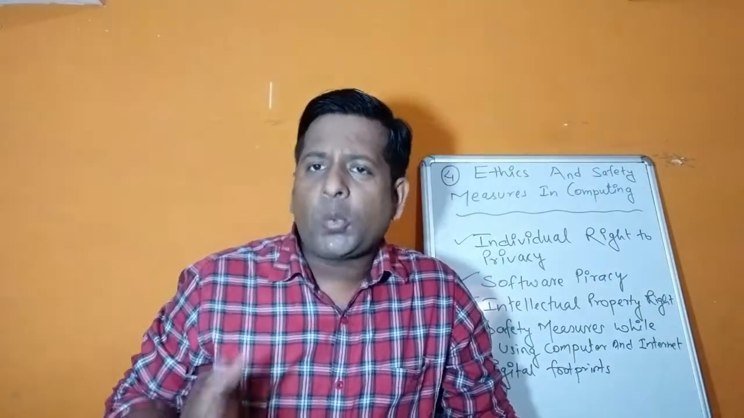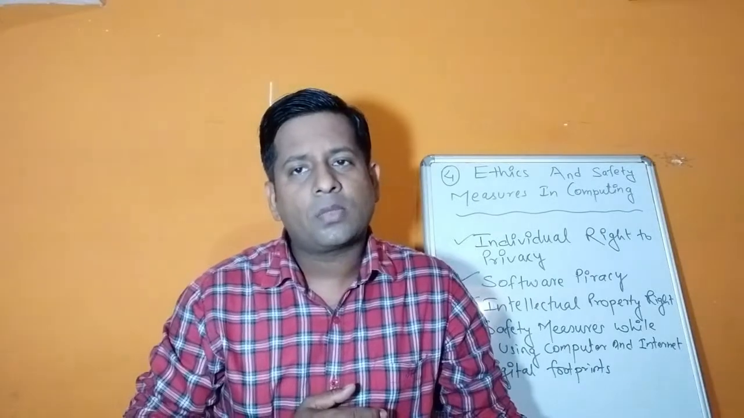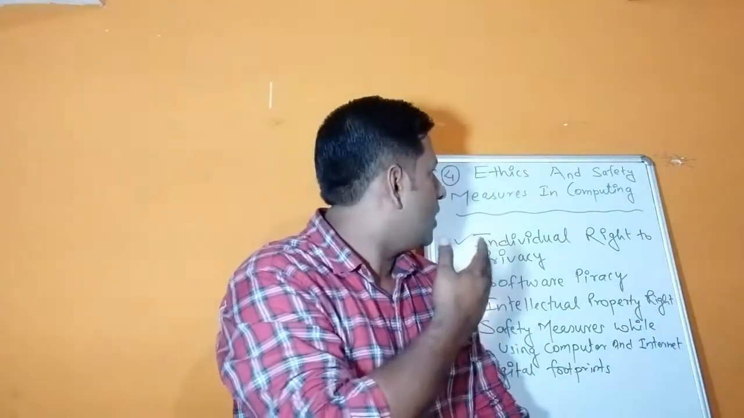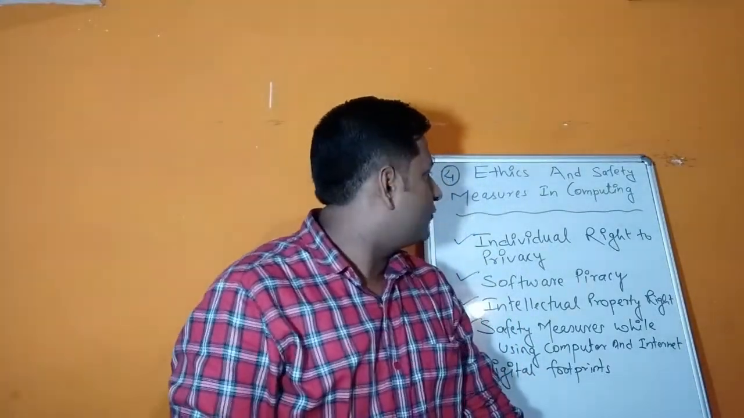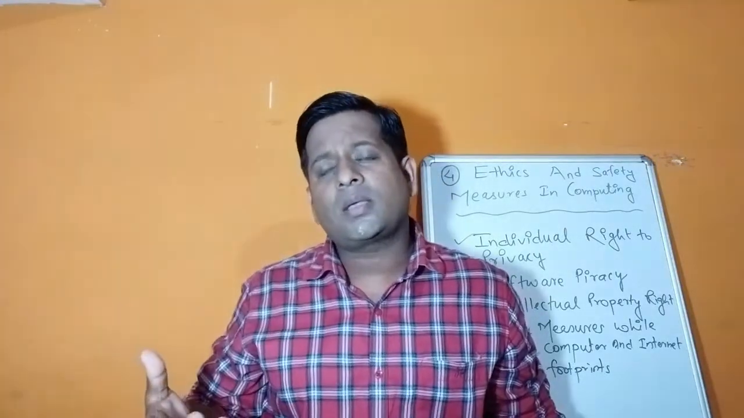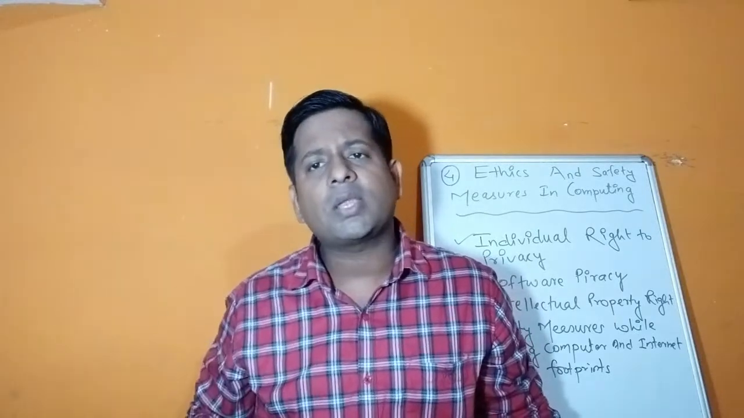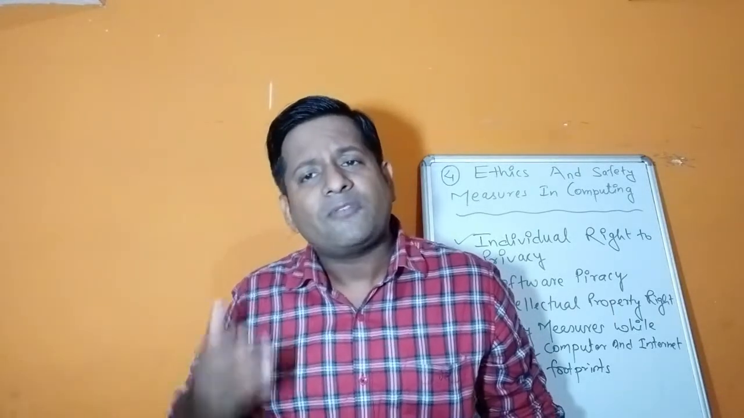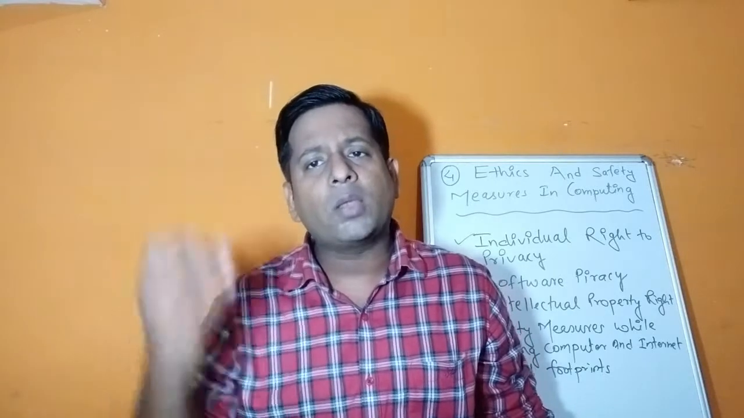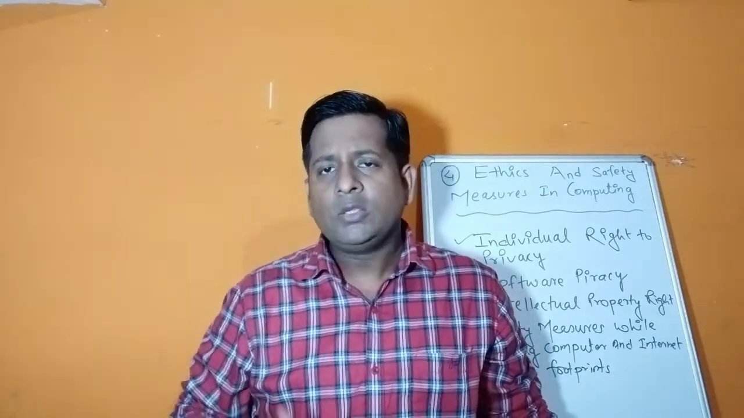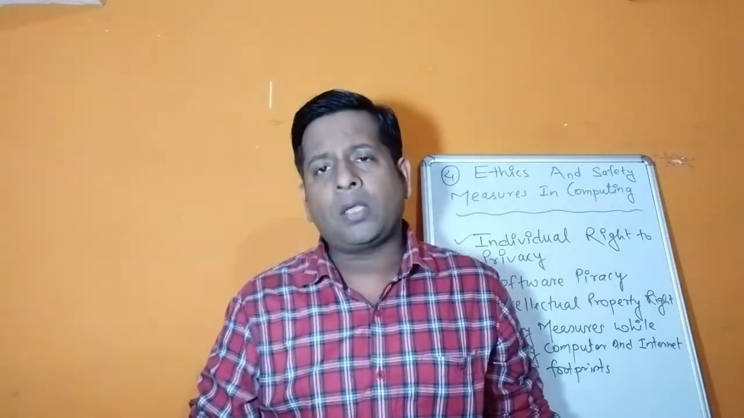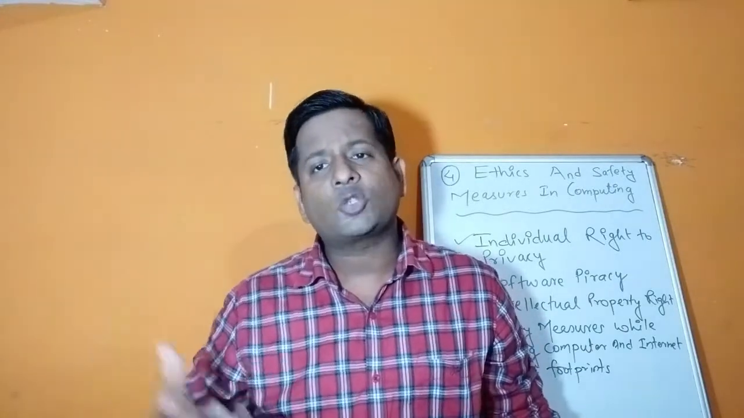Children, we were in chapter 4. The name of the chapter is Ethics and Safety Measures in Computing. That means what are the ethics we need to follow when we are using computer and internet, isn't it? What are the safety measures we need to take when we are using computer and internet? This topic we were discussing in our previous class.